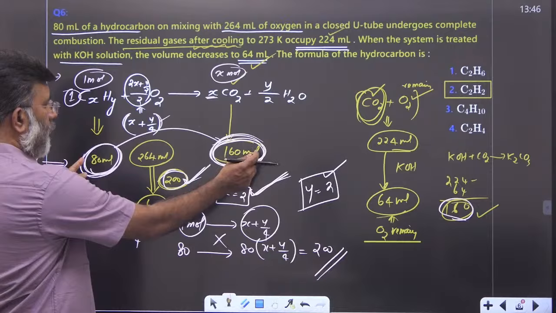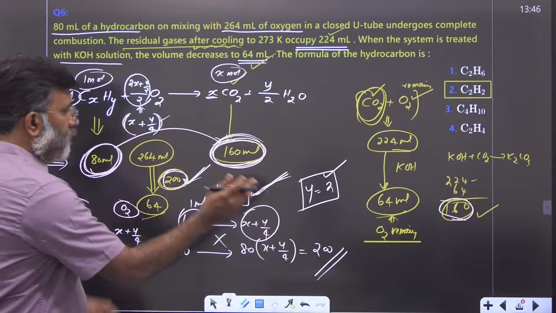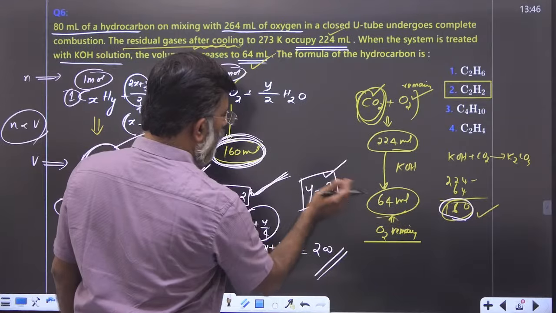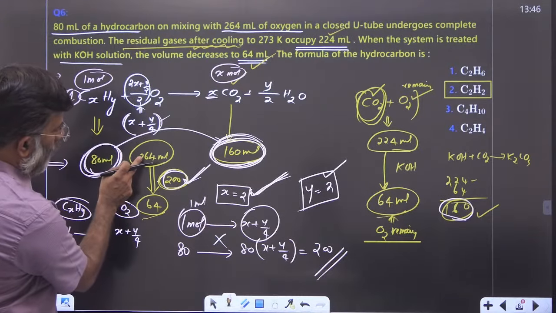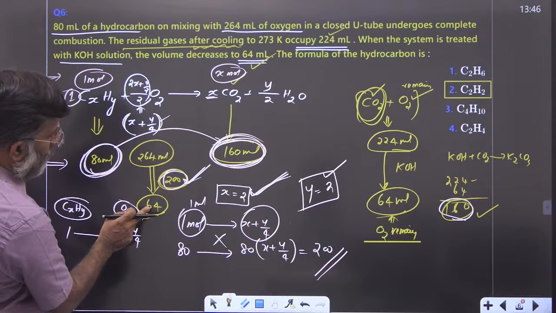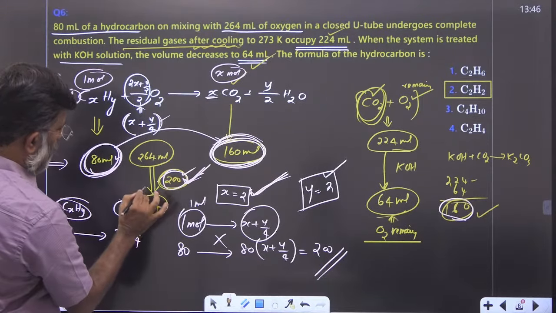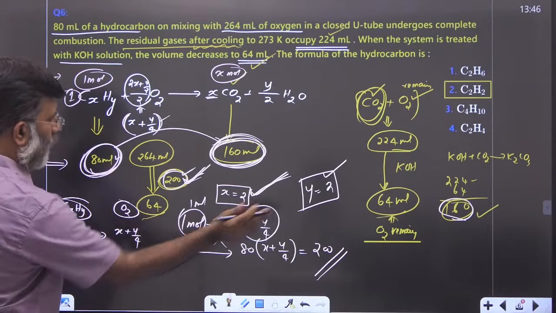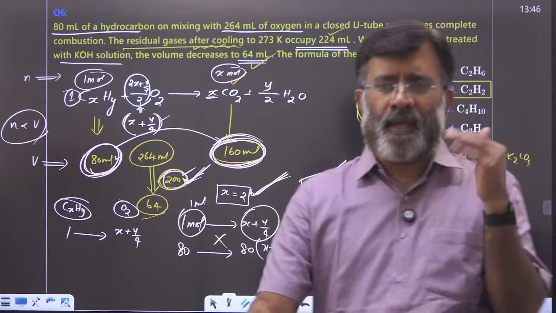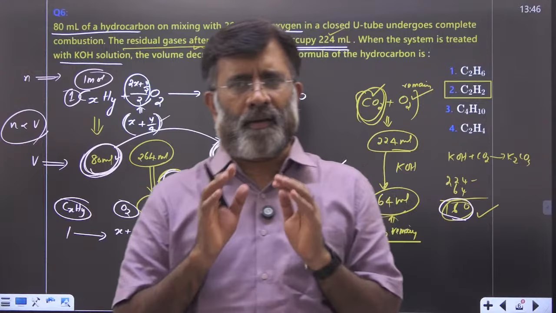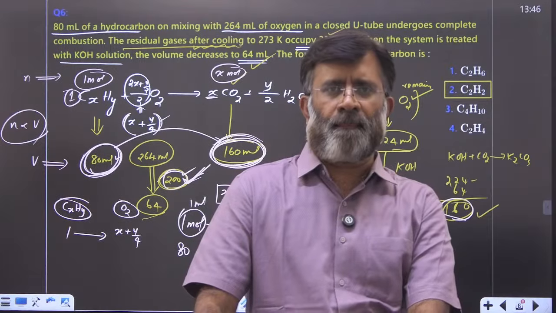With these two data, we get what is X. Now, CO2 formed is 160 and O2 remaining 64. O2 taken 264, remaining 64, so O2 reacted is 200. Now relating this and this, you get what is Y. This is an above moderate level question, or at least moderate level, from eudiometric calculation, right?